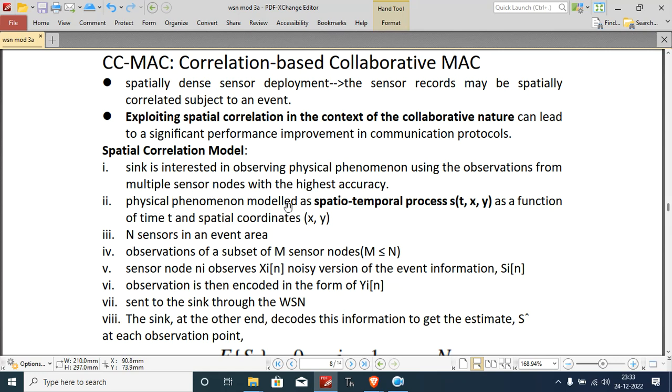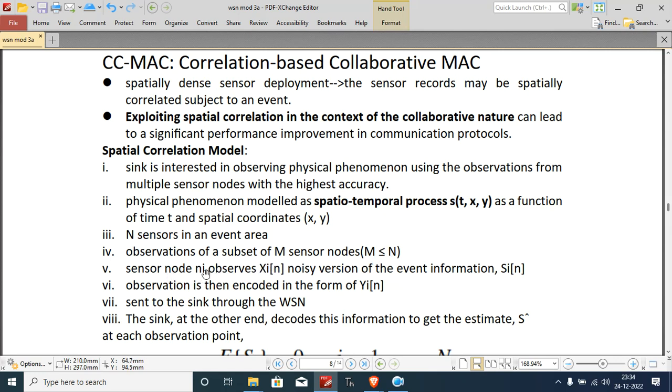Physical phenomena here is modeled as a spatio-temporal process given as S, which is a function of time as well as spatial coordinates x and y. And here we are assuming that there are n number of sensors in the event area. Observations of a subset of m sensor nodes will be taken into consideration. That is, we are trying to consider a subset containing m number of sensors that is lesser than or equal to n.